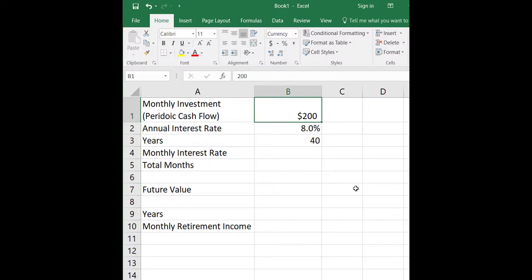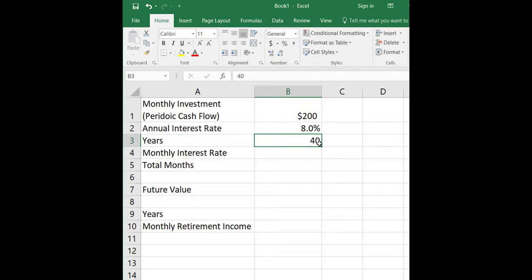We're going to use the concept of an annuity to create an investment calculator. Let's say, for example, that we planned on investing $200 a month every year for the next 40 years in a mutual fund. I've already set up the spreadsheet. Feel free to hit pause and fill in the spreadsheet.